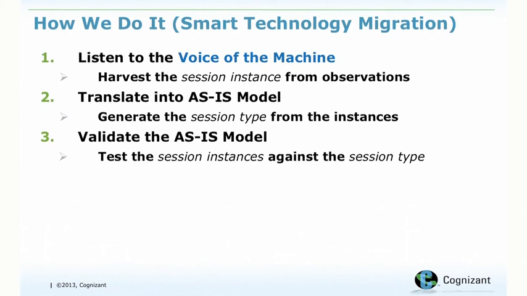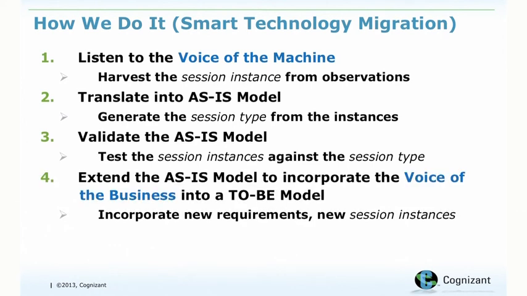model going forward. And then once we've got the as-is model, we can start to incorporate new requirements, what we might consider to be the voice of the machine. And we can actually test our old session type, our old as-is model, against those session instances, the business transactions. And what we should see is that the new requirements are not met by the session type, the model. And that will give us an understanding of the scope of change, where things need to be changed in the model and therefore the running system, in order to incorporate these new requirements.